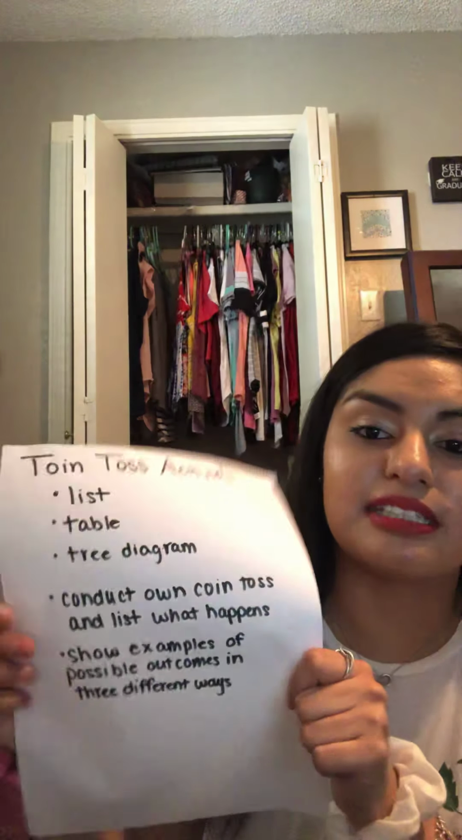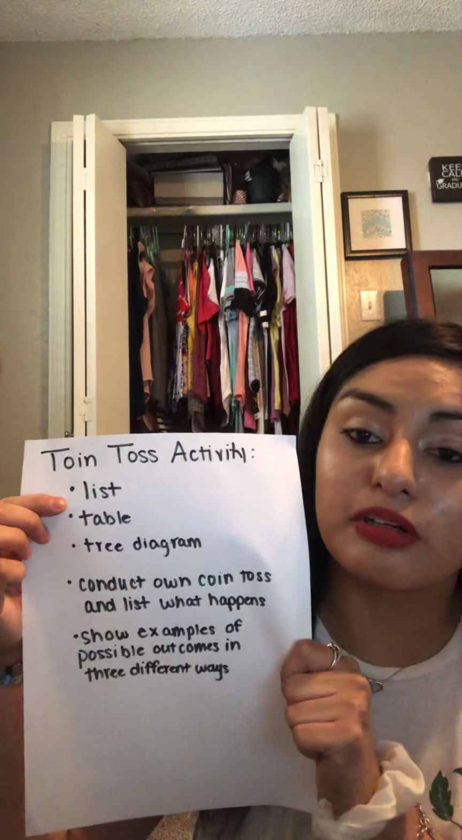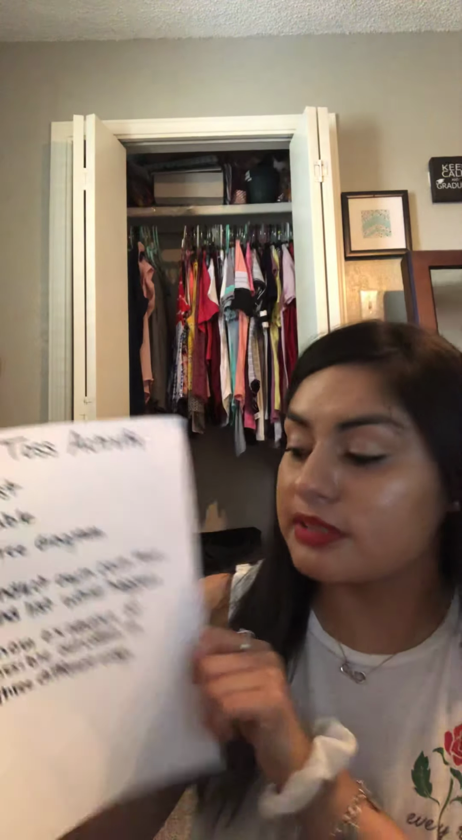So today I have listed what we are going to be doing for a coin toss activity. We're going to cover lists, tables, and tree diagrams, and we are also going to conduct our own coin toss to list what happens, and we're also going to show the examples of what happened in all 3 different ways.